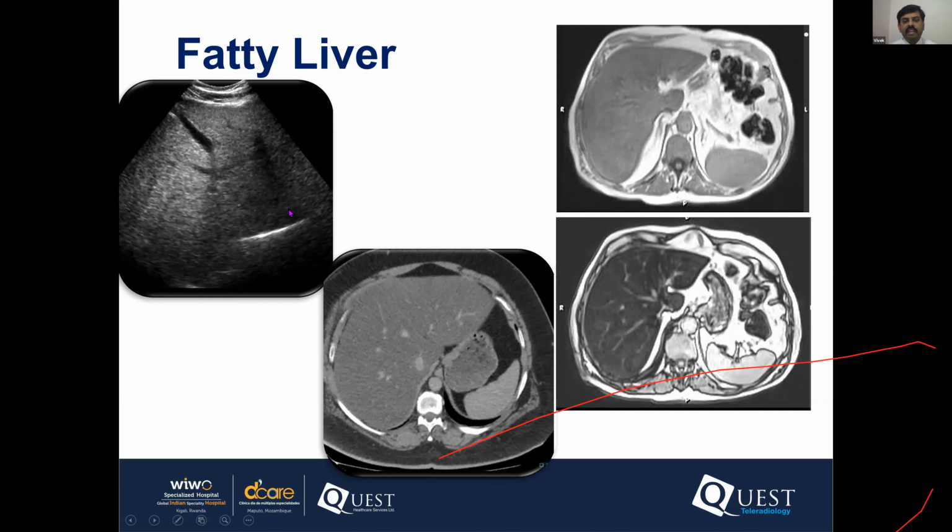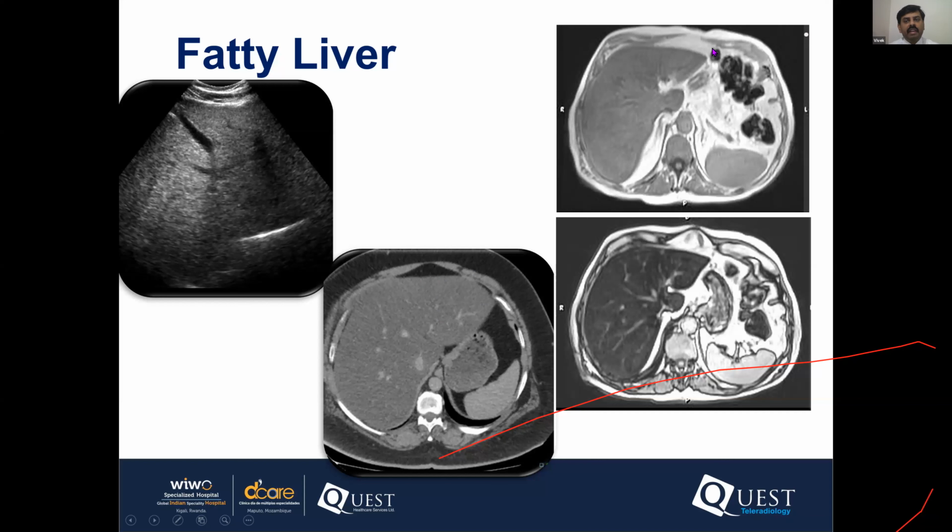So that is grade 3 fatty liver. Coming to fatty liver on CT, since we know that fat is lucent on CT, we expect the liver to be hypoattenuating on CT. And in general, I usually keep an absolute HU value of less than 40 as a fatty liver.